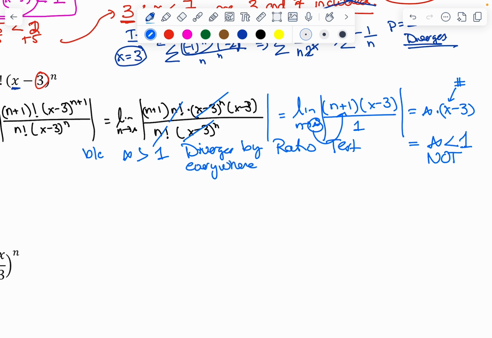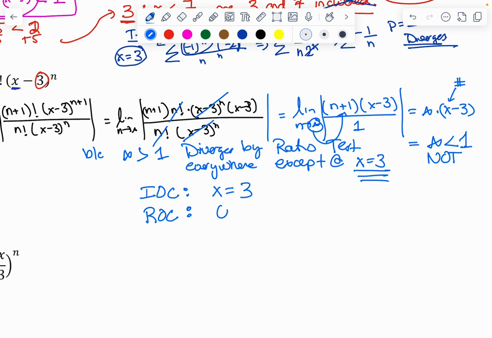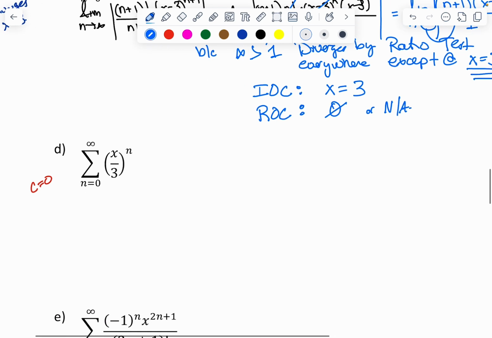except at x equals 3. So our interval of convergence, we would just say it's just 3. And when it diverges everywhere else, our radius of convergence is going to be NA or 0. Okay, not applicable. We don't have one.